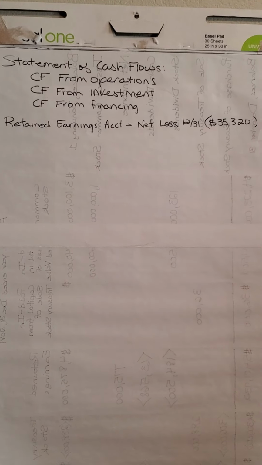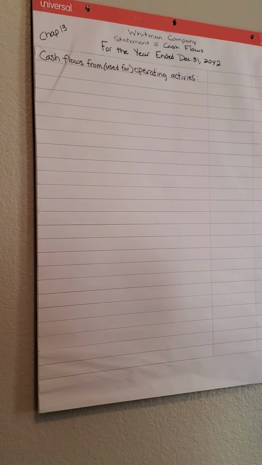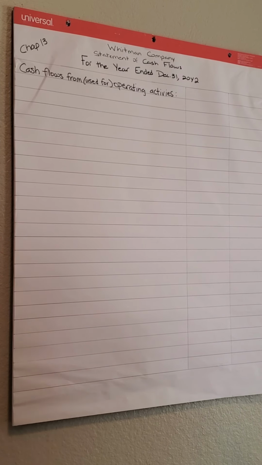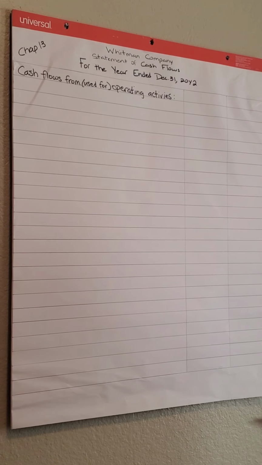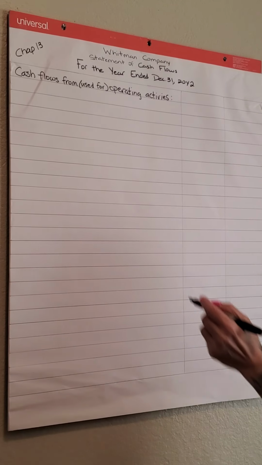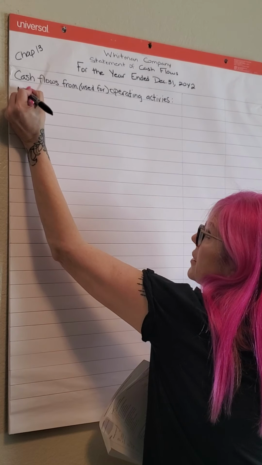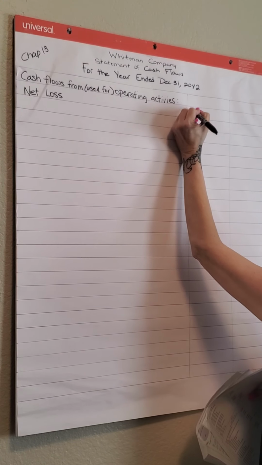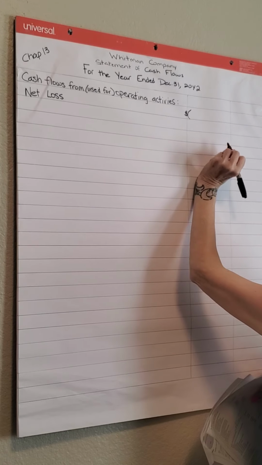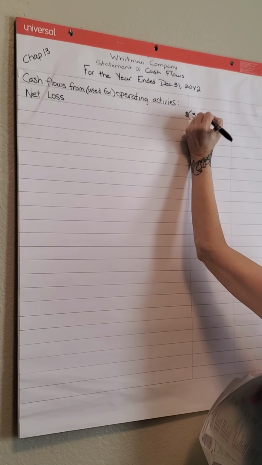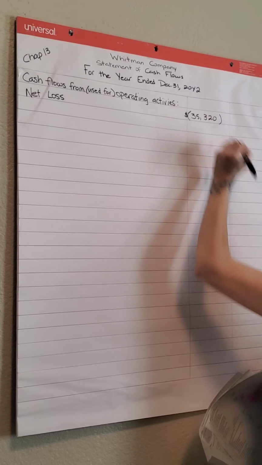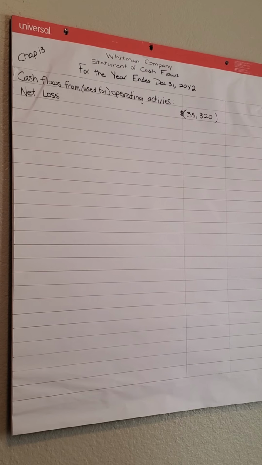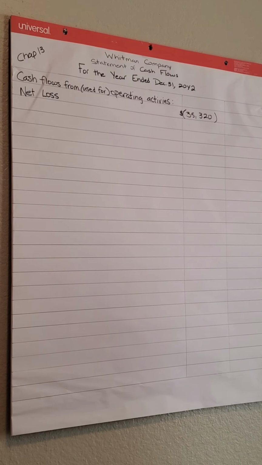So what we do with this statement of cash flows is we start with the net income or net loss, and then we go through and look at all the cash basis items that have impacted the statement of cash flows. So that's the first item, and we're going to have net loss on the first line. I'm going to put it on the right here on the inner column. $35,320.